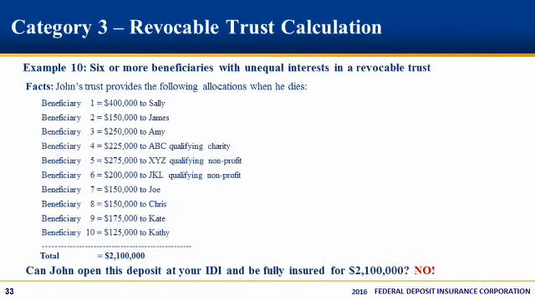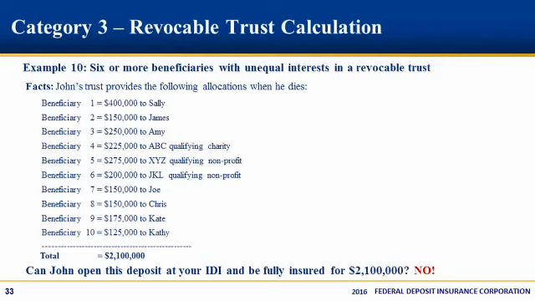Let's look at another example to apply our formula. In example 10, let's assume John is the owner of a trust naming 10 beneficiaries with the specific per beneficiary allocations as listed on the slide. Assume all beneficiaries are alive and have been confirmed as primary beneficiaries.